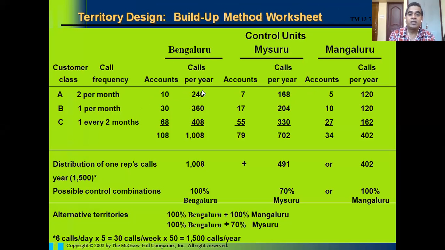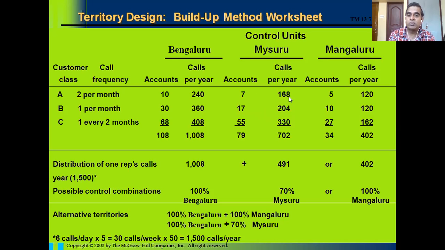So 2 calls per month into 12 months in a year, 24 into 7 customers, 168 calls per year for A class customers. For B class customers, 1 call per month. 12 months in a year, so 1 into 12, 12. 12 into 17 customers, 204. For C class customers, 6 calls per year. There are 55 customers. 6 into 55, 330.